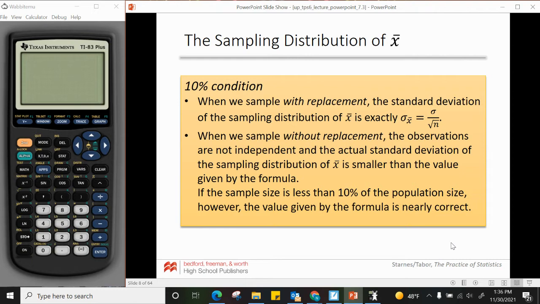And so that's why you just check the 10% condition. If they are not independent, or if they are sampling without replacement, check the 10% condition. If it passes, if the sample size is less than 10% of the population, you are good to go.